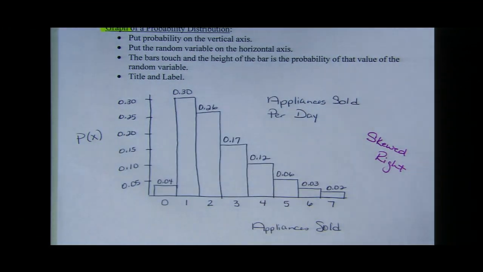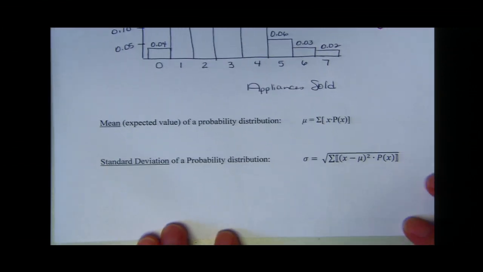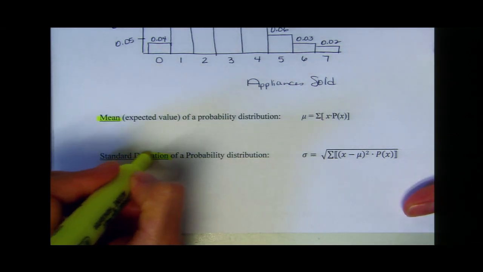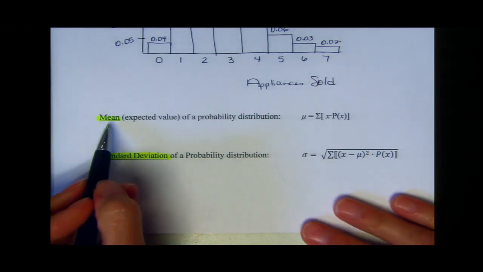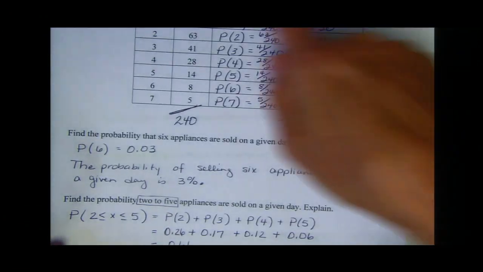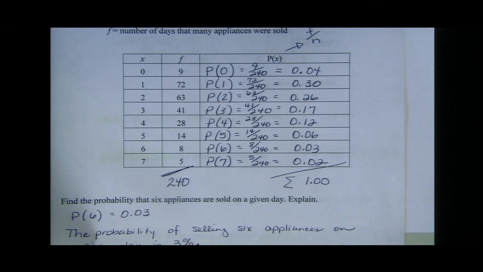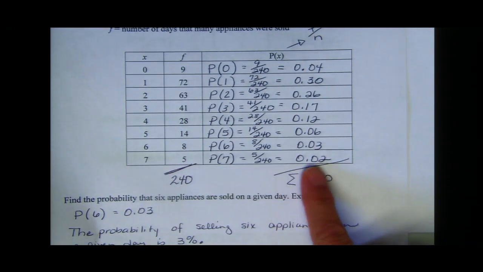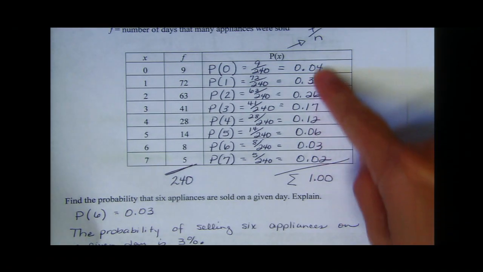All right, now we're going to get into some calculations that are a little bit more involved. And that is when we're asked to find the mean and the standard deviation from a probability distribution. Now, the mean is the expected value. So what I'm saying is, based upon this data, when you walk into work, how many appliances do you expect to sell? I don't expect to sell 7 every day. That doesn't happen very often. I want to look at the likelihood and say, how many would I expect to sell?